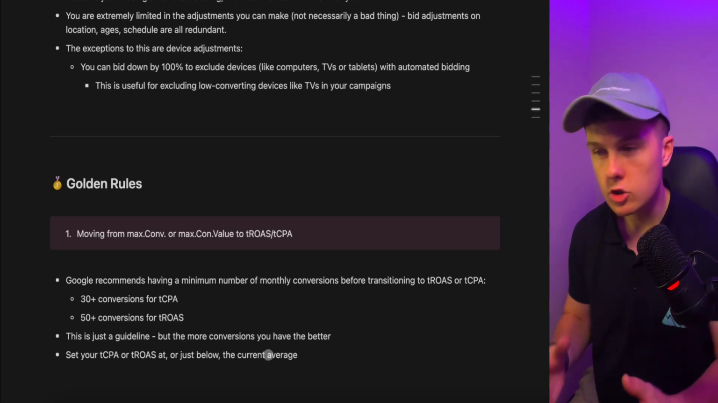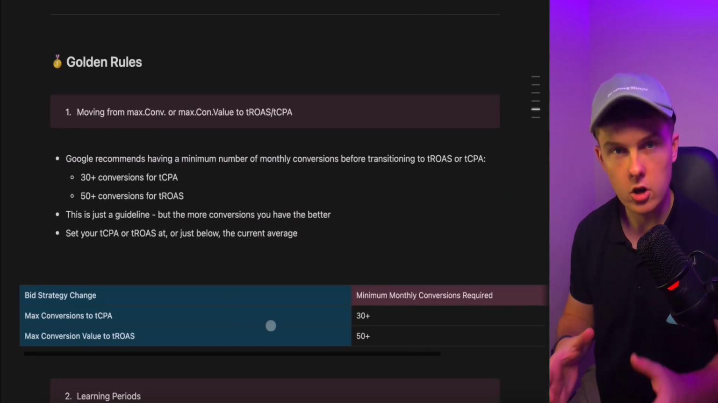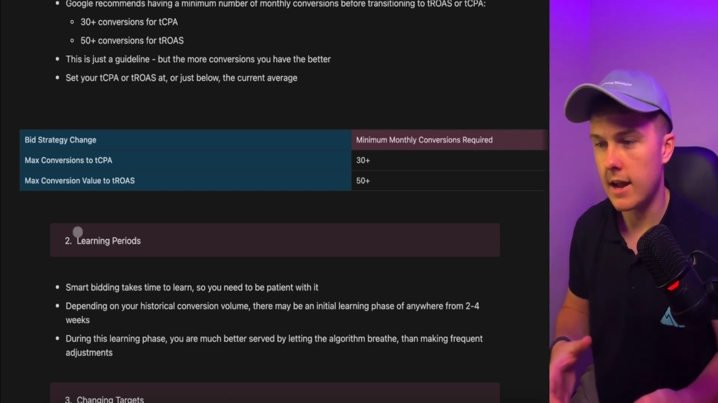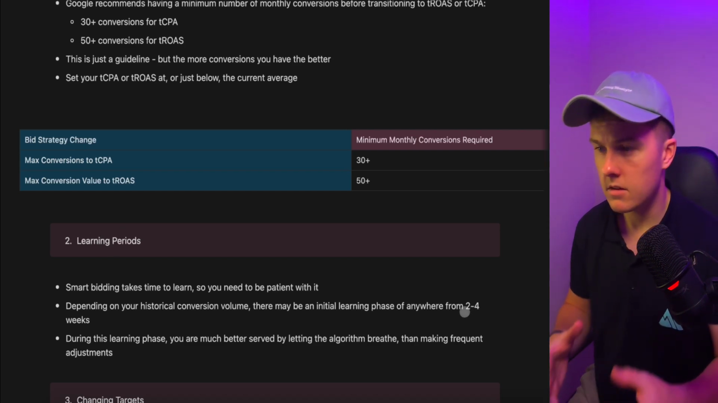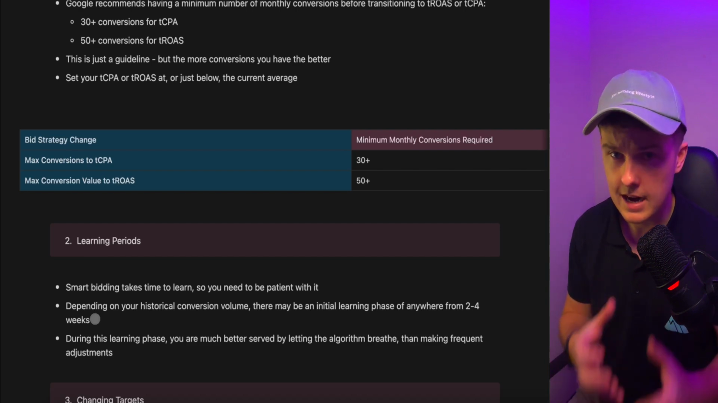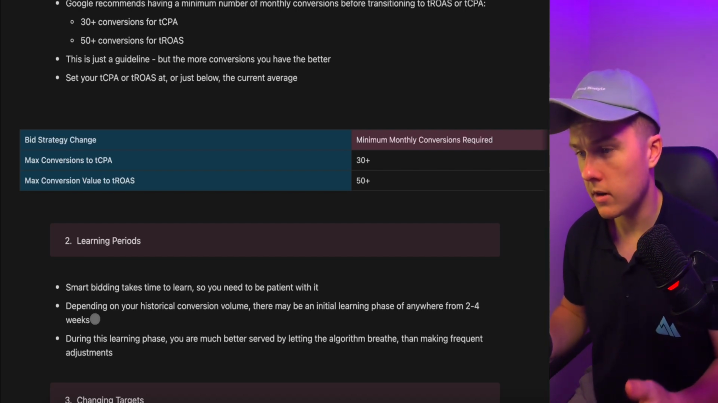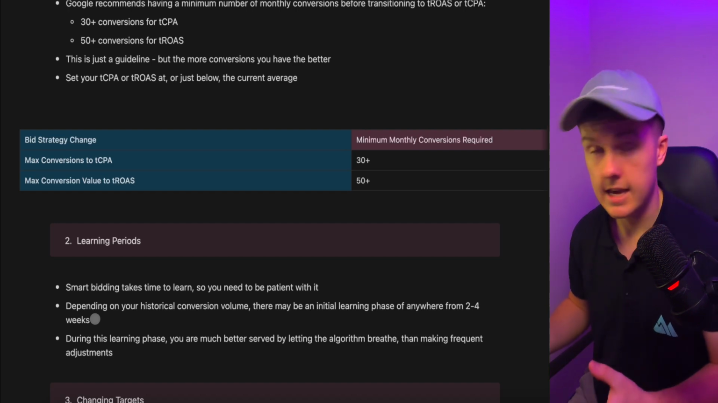Next, when you do make adjustments to your bid strategies, just be cognizant of the learning periods that exist. Learning periods are the time it takes for these bid strategies to begin operating at a consistent basis. Again, the speed of this is determined largely by how many conversions are coming through the account. So for accounts with lower conversion volume, these learning periods will naturally take more time.